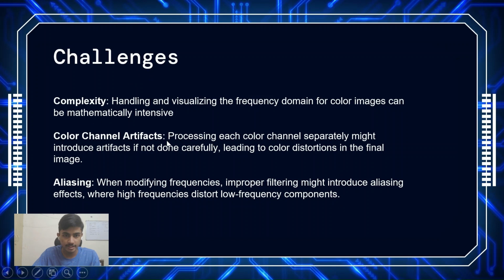Second, we have color channel artifacts. Processing each color separately might introduce artifacts if not done correctly. Basically, color distortions may happen in the final image. Third is aliasing. When modifying frequencies, improper filtering might introduce aliasing effects, where high frequencies distort low frequency components. So basically, higher frequency components overpower the lower frequency components.